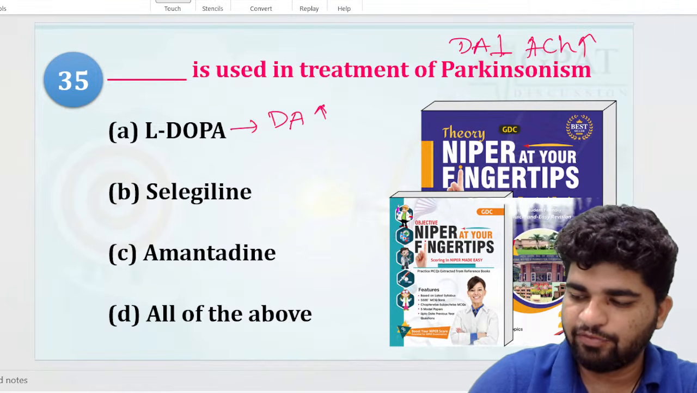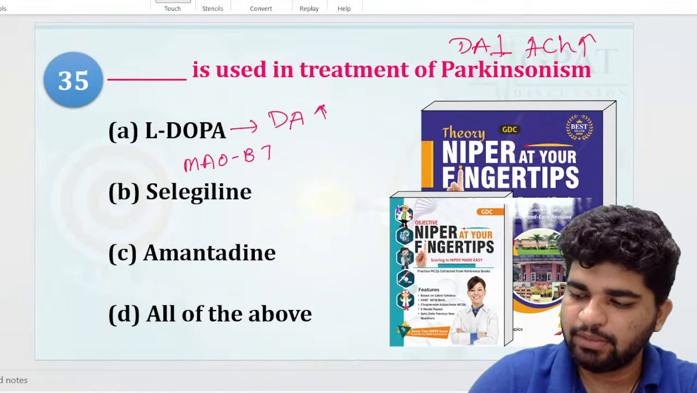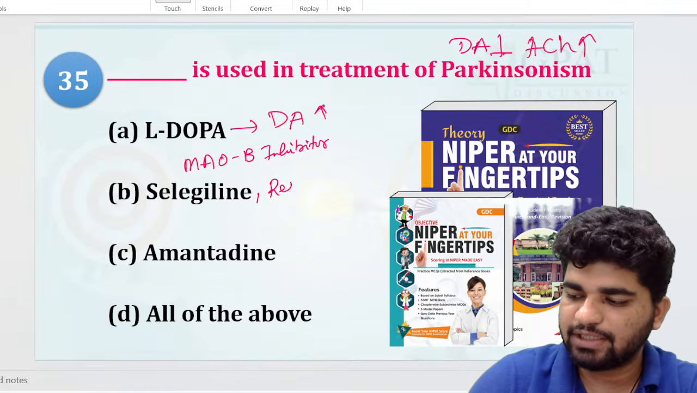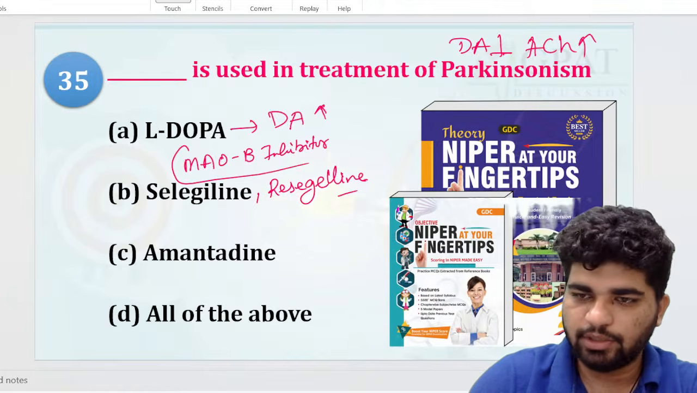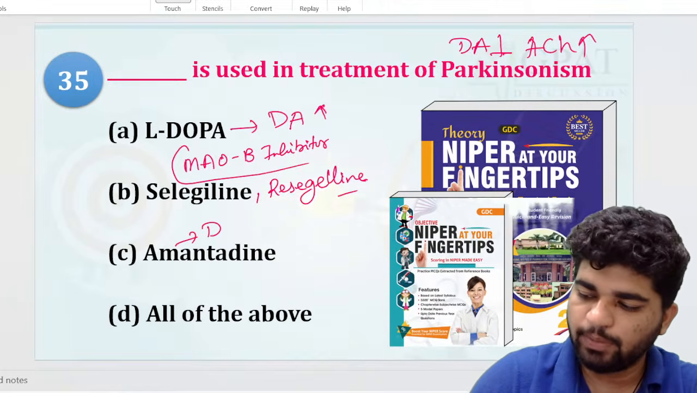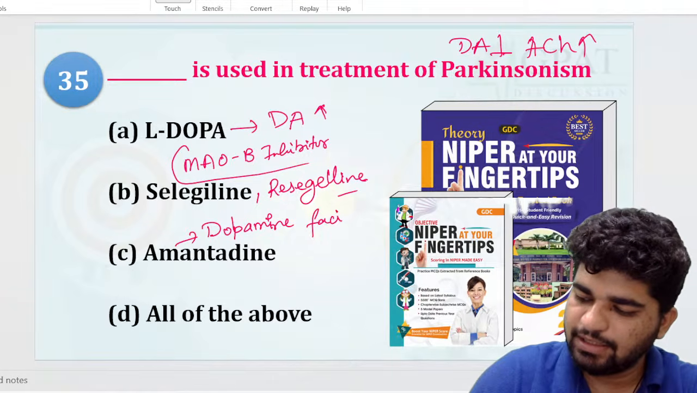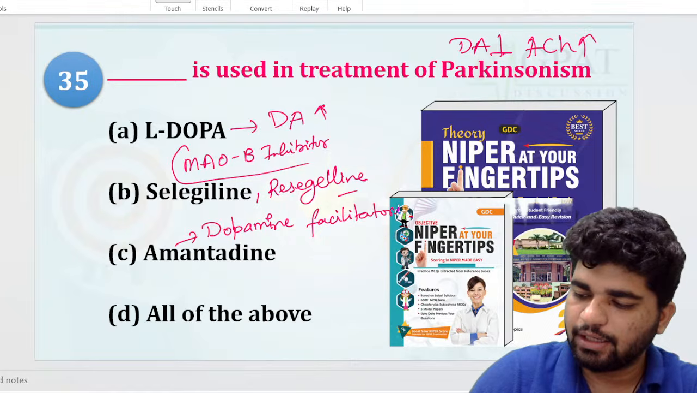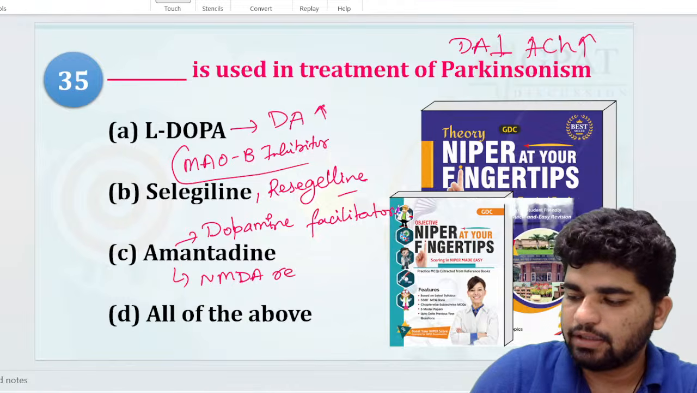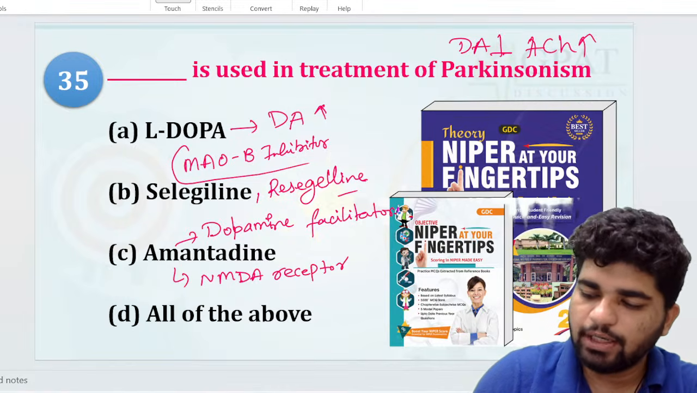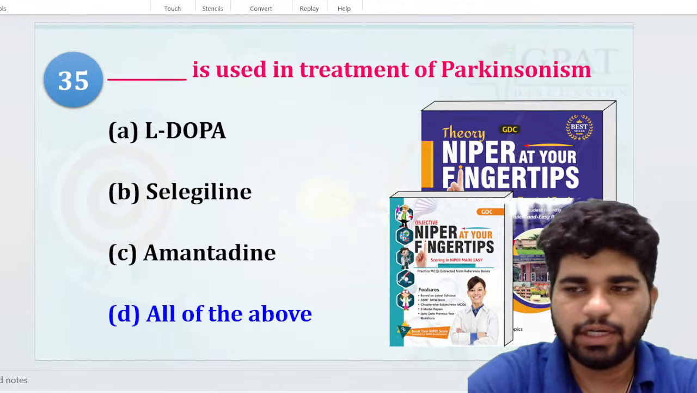MAO inhibitor. Which MAO inhibitor? MAO B inhibitor, that is selegiline as well as rasagiline. Selegiline as well as rasagiline, that is your MAO B inhibitor, right? Amantadine is your dopamine facilitator, and it also acts on the NMDA receptor. So that's why all of these are going to be your correct answer.